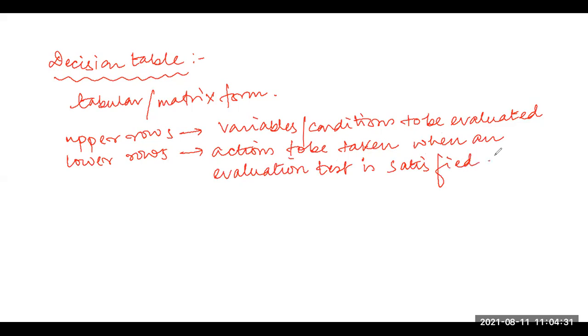Okay. And these are rows and there will be columns. So a column in a decision table is called a rule, okay? And what does a rule imply? It will imply that if a certain condition combination is true, then the corresponding action is executed.